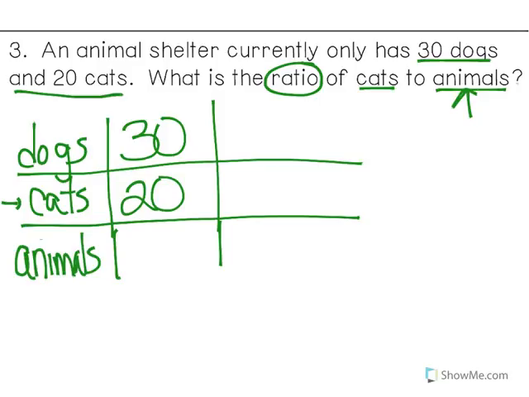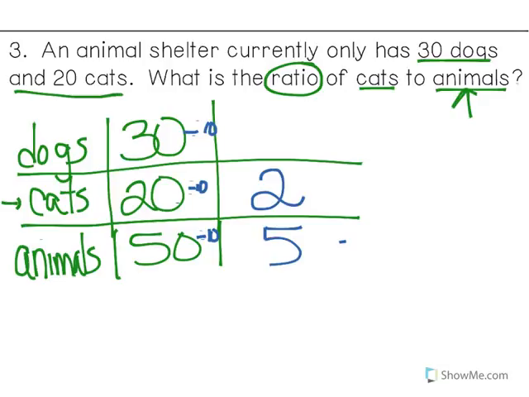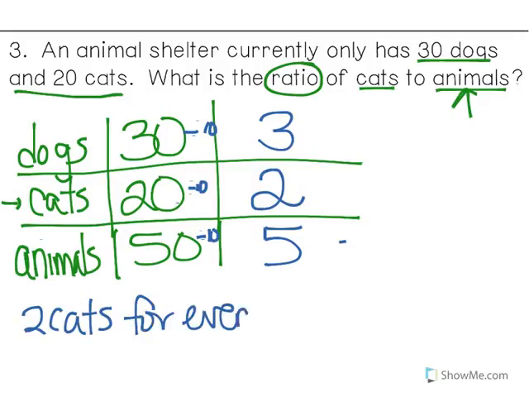Well, 30 plus 20 is 50. So my ratio is 20 to 50. Can I simplify that? Yes. I can divide by 10 to simplify. 20 divided by 10 is 2. 50 divided by 10 is 5. 30 divided by 10 is 3. My ratio is 2 cats for every 5 animals.